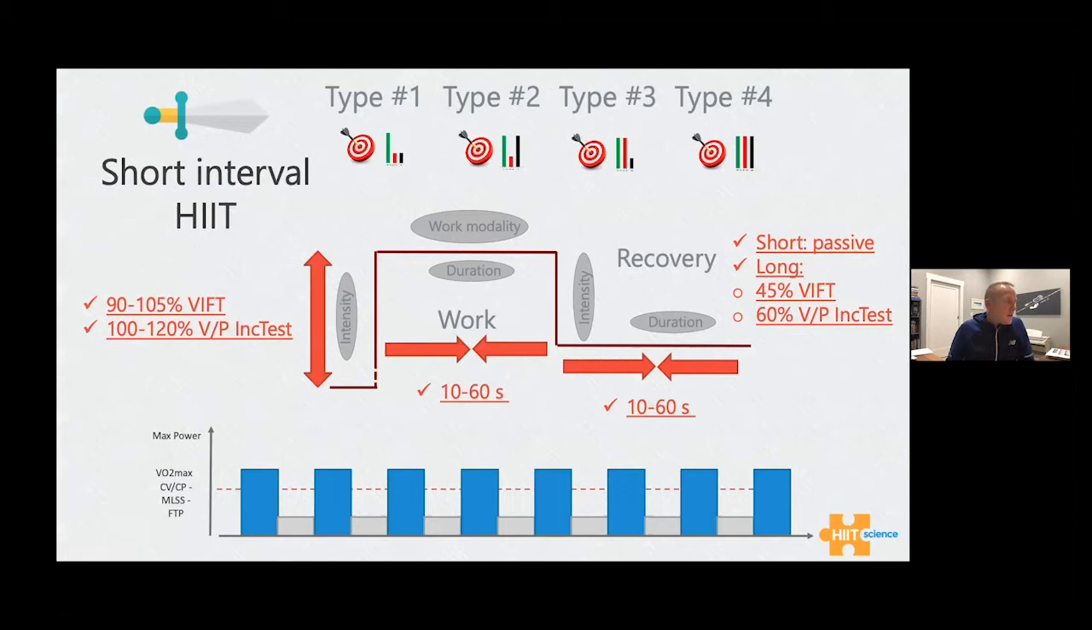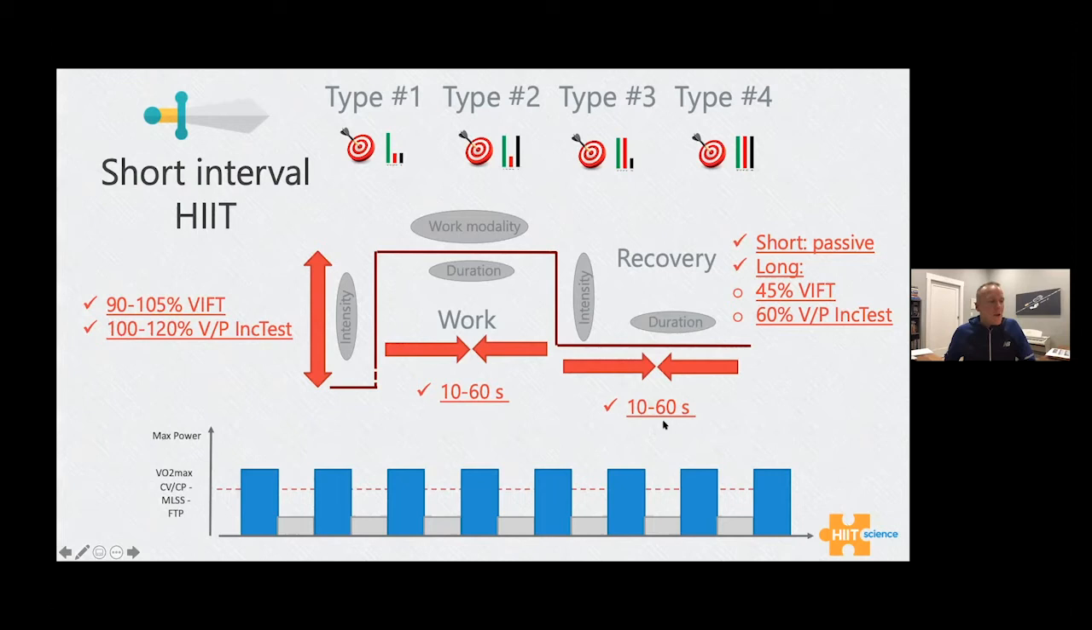I find it so powerful because look at all the different HIIT types that you can have if you move the levers the right way. So it's a little higher in intensity. Notice 100 to 120% of that incremental test score. So a little harder, and these can be anywhere from 10 to 60 seconds, depending on the physiological response that you're after. And then the rest duration is sort of similar as well.